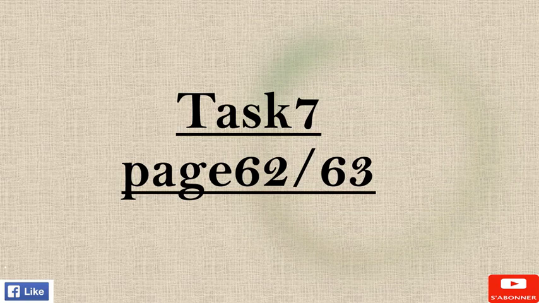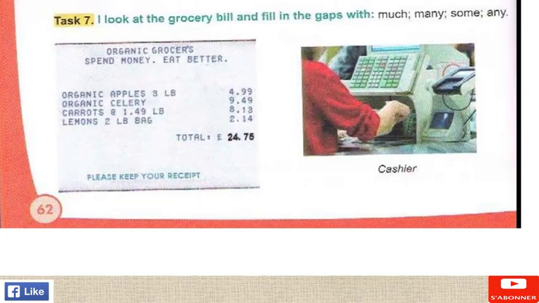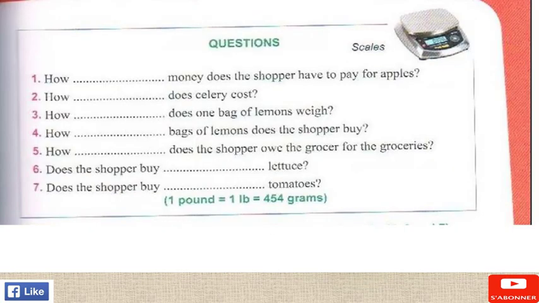نمر الآن إلى task 7 page 62-63. نروح للتمرين اللي بعده رقم 7. هنا we have a bill. A bill يعني فاتورة. Then we have questions or sentences, and we have to fill in the blanks with much, many, some, and any. نعمر الفراغات بالكلمات المناسبة.